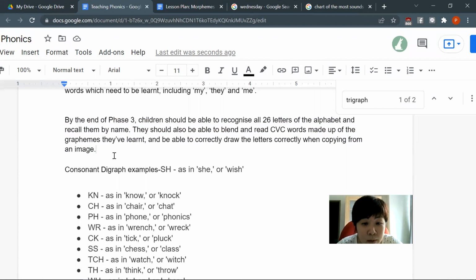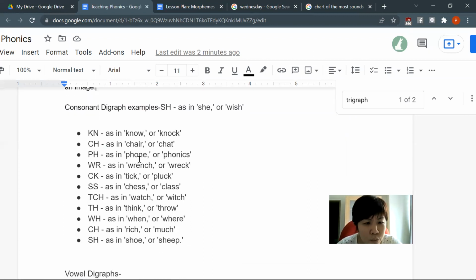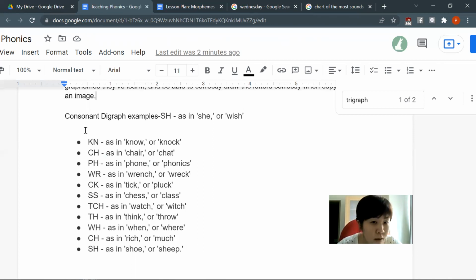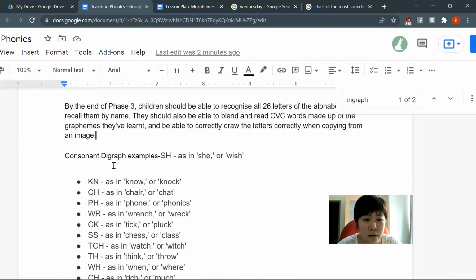I have examples of digraphs. Sorry, you want me to read where? You're good. I think you finished everything. Oh, okay. Good.